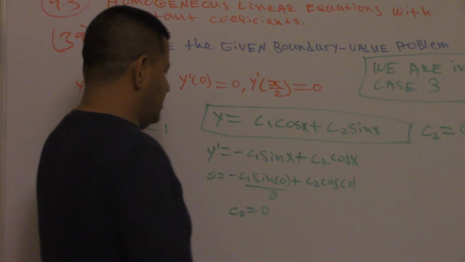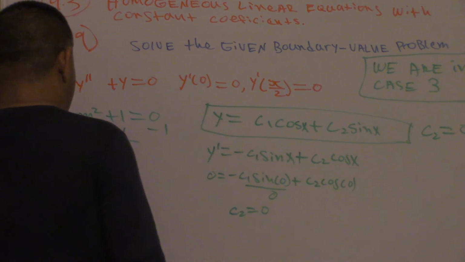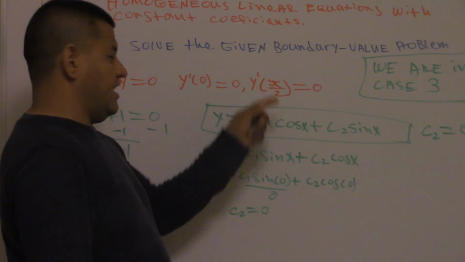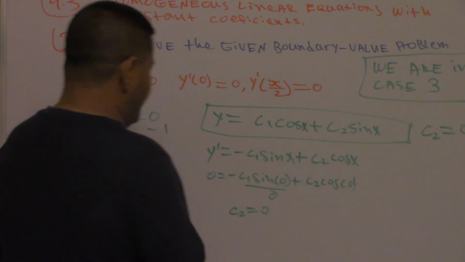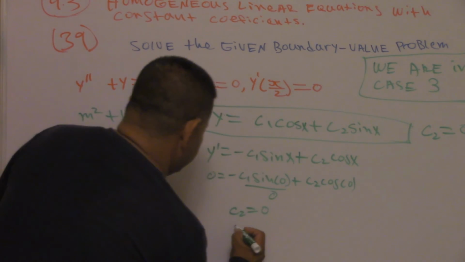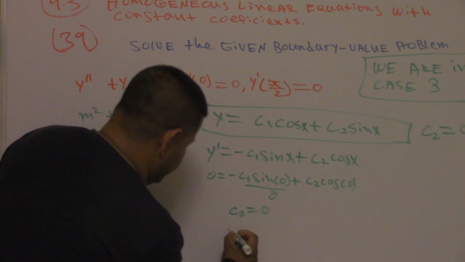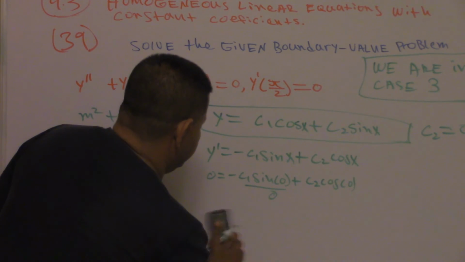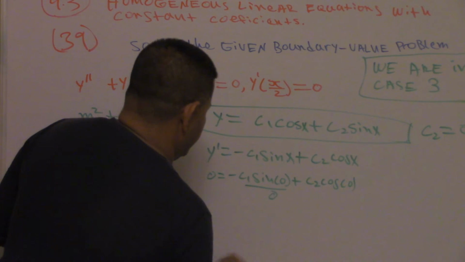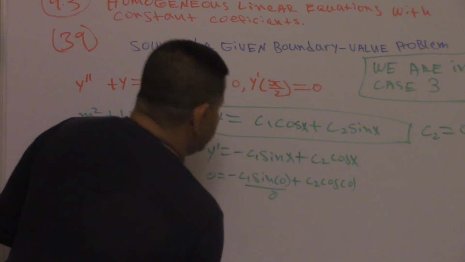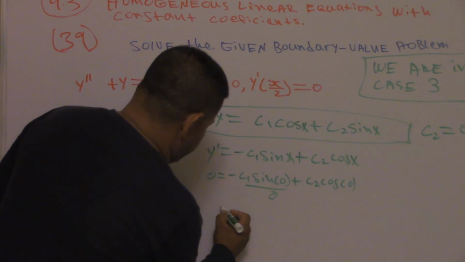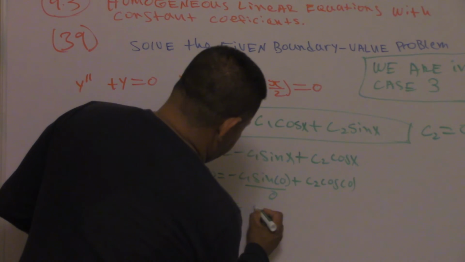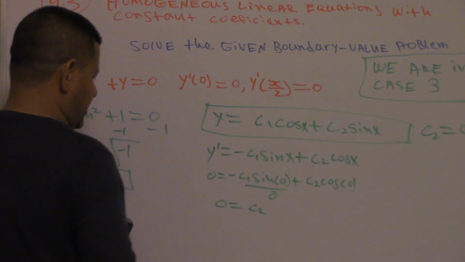Now let me find c1, evaluated at pi over 2. If I do that, hopefully the camera can see right here, okay? So c2 is 0, right? We say that c2 is 0. But let me just show the process, so you see how it's done, okay? So c2 is 0, okay?